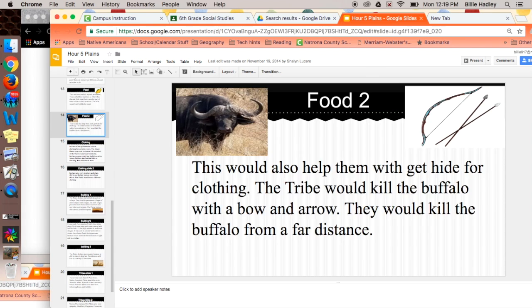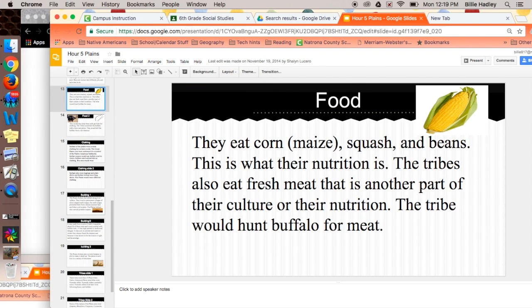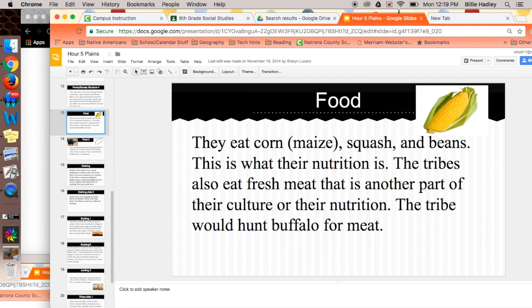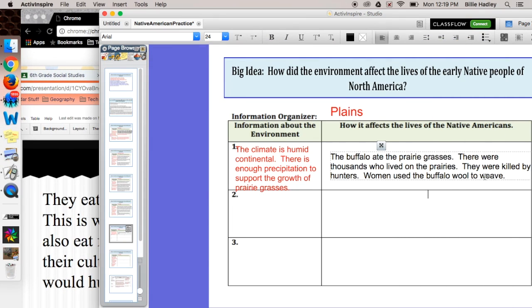And what else did they do with the buffalo? They would eat the buffalo. The buffalo was a common meal for the Indians of the plains.